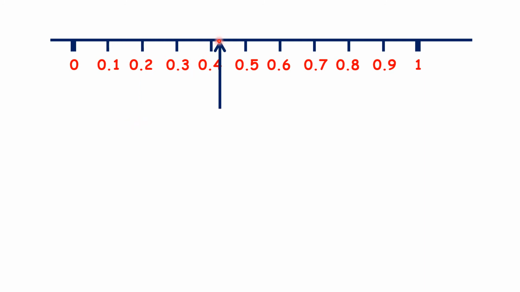Now, where might the arrow be pointing to here? Well, it's between 0.4 and 0.5, but closer to 0.4. So perhaps it's 0.42. Certainly it's more than 0.4, and we know that it's less than 0.45 because it's not as far as the middle of 0.4 and 0.5. Now what about here? It's close to 0.6, so perhaps 0.58.